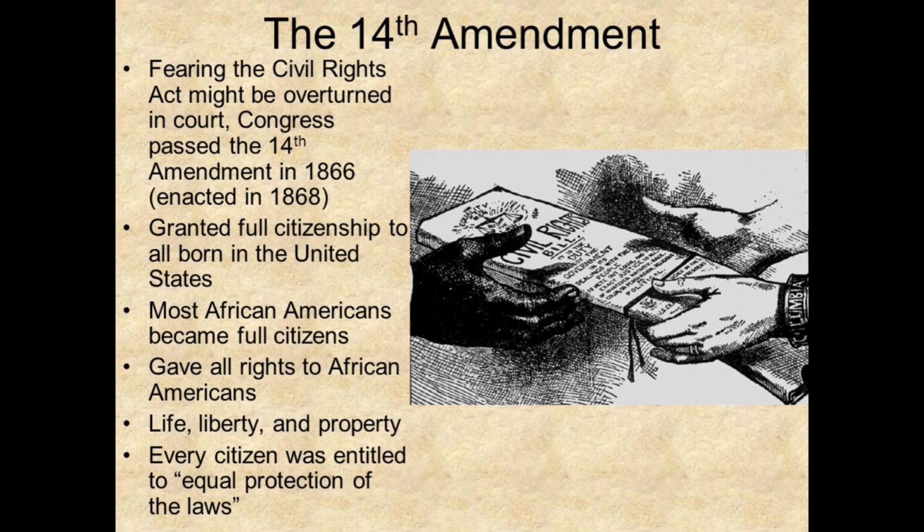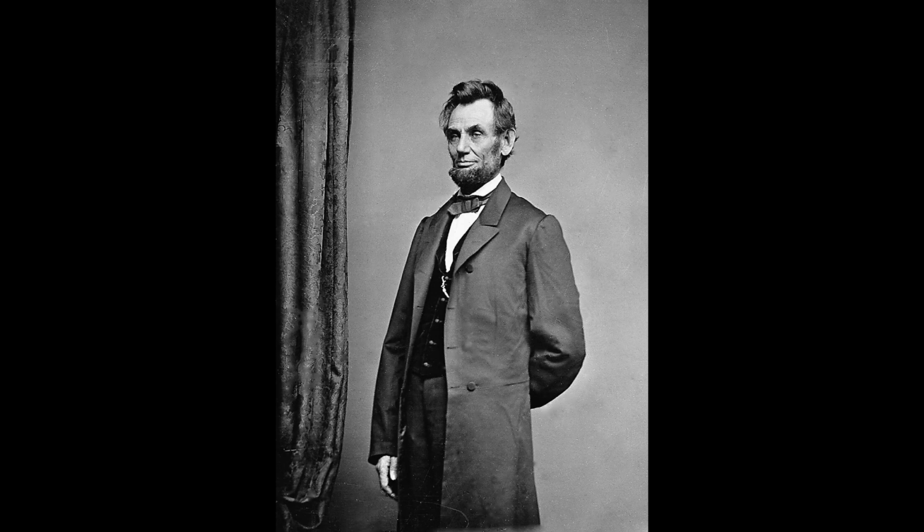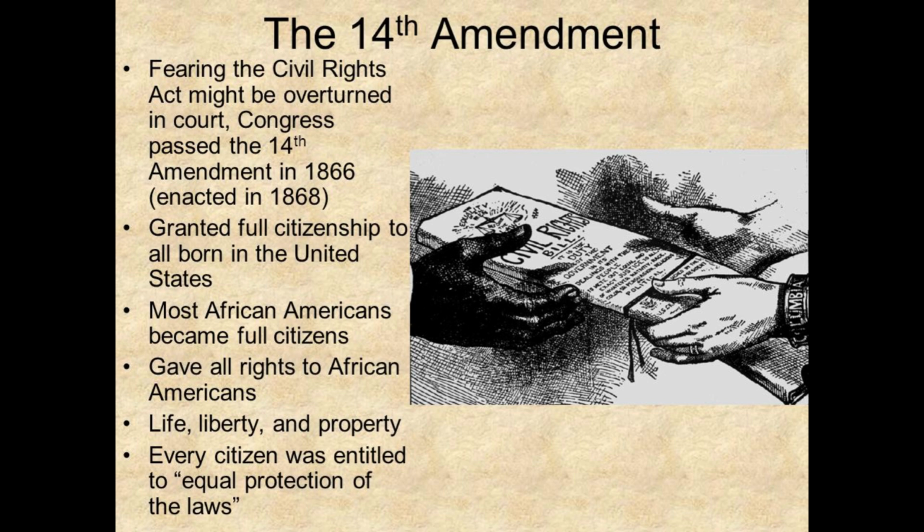The 14th Amendment, ratified on July 9, 1868, was introduced to address these concerns by providing citizenship to all persons born or naturalized in the United States, ensuring equal protection under the law, and prohibiting states from denying any person life, liberty, or property without due process of law.